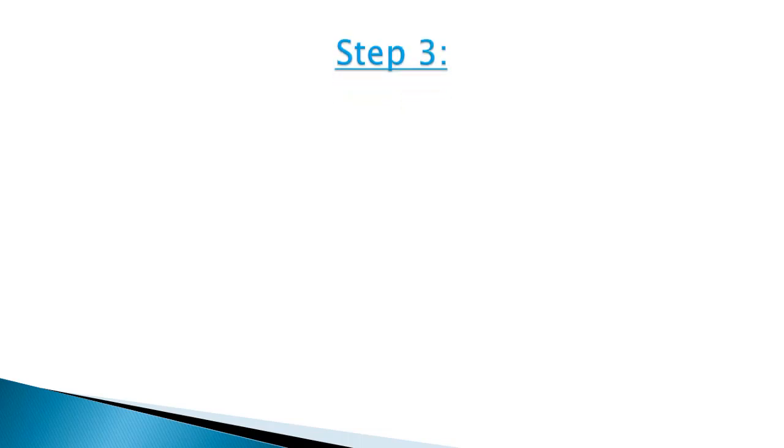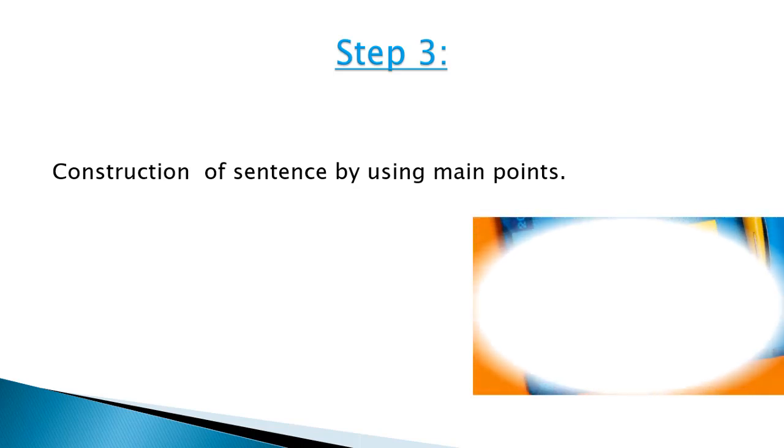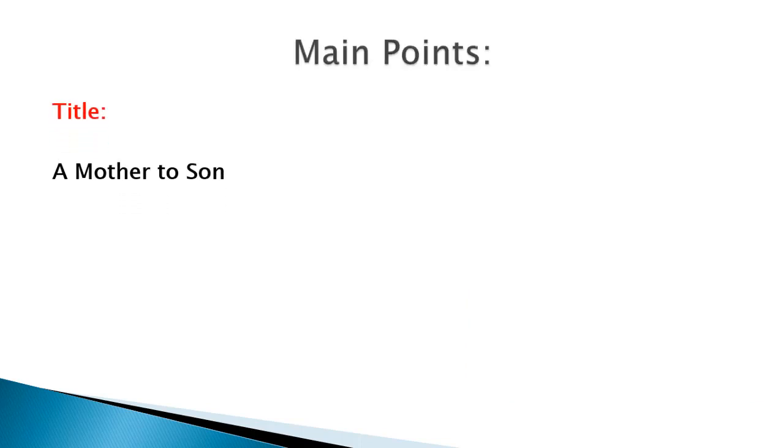Step 3 that you will follow: you will construct some sentences by using main points. And the main points of this poem are, according to me: the first main point is the title. The title is Mother to Son. Next, you can write the name of the poet, who is Langston Hughes.